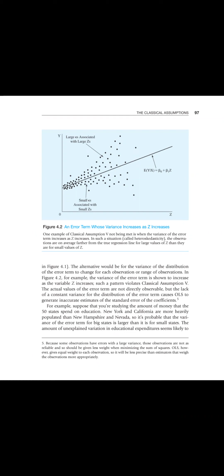So such a pattern violates classical assumption number 5. The actual values of the error term are not directly observable, but the lack of a constant variance for the distribution of the error term causes the OLS to generate inaccurate estimates for the standard error of coefficients. So just to put it plain, there must be a constant variance. Whenever it's not constant, when it's increasing like in that case, or sometimes decreasing, then we don't want that. It's a violation of classical assumption number 5.